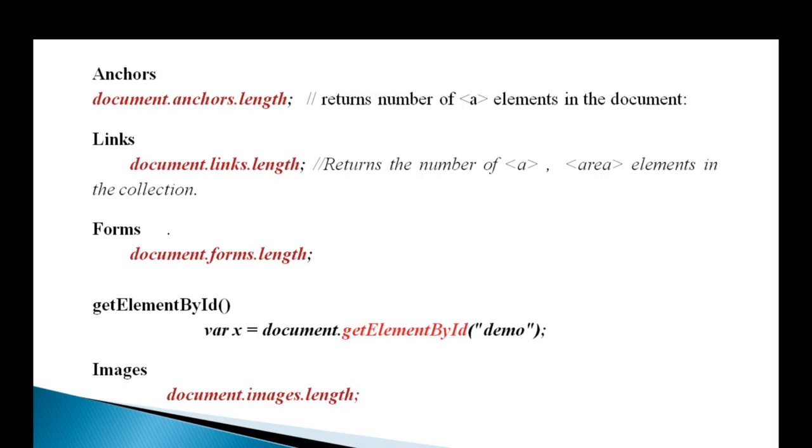Next, coming to links. It returns a collection of all area elements in a document that have href attribute. The elements in the collection are stored as they appear in the source code. For this, we have to write document.links.length. It returns the number of anchor tag A and area elements in the collection.